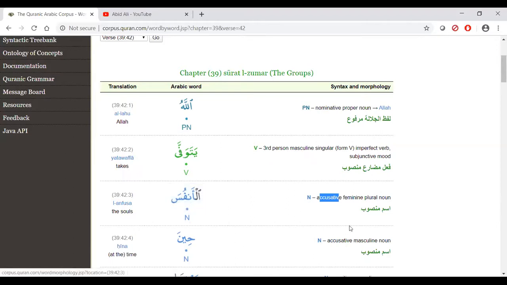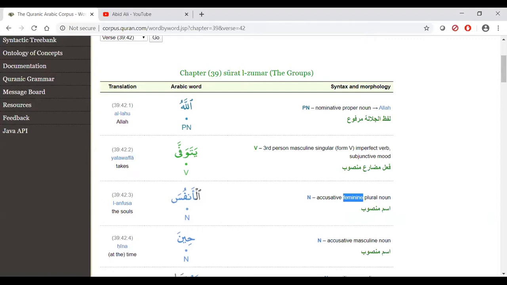Now al-anfus is a plural. What kind of plural is it? Broken or sound? Broken, because it's the plural of nafs. And nafs, we know, is feminine. Why? Because the people of the language call it feminine.